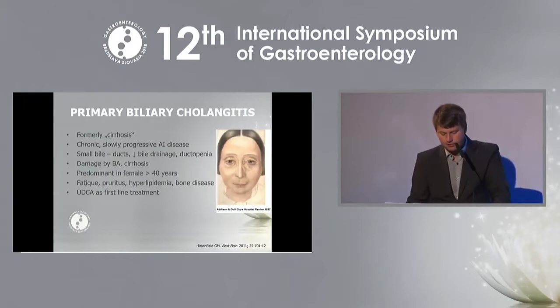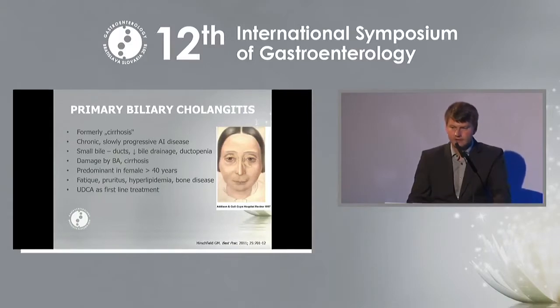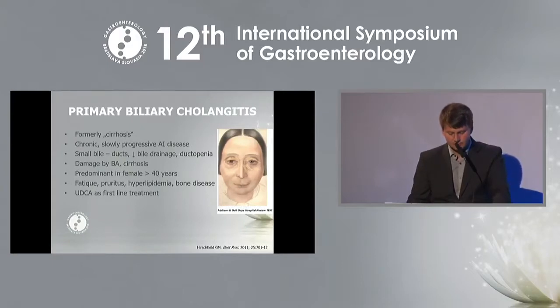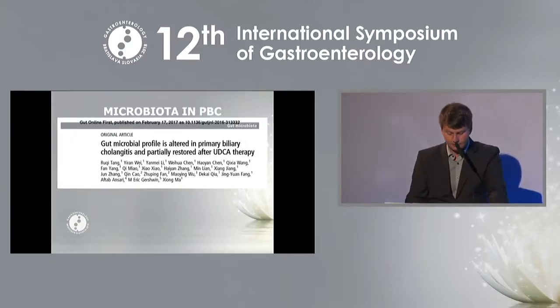So briefly about primary biliary cholangitis. Recently it was renamed because it somehow stigmatized the patients, as it was called primary biliary cirrhosis, but this wasn't quite proper. We can say for sure, as opposed to primary sclerosing cholangitis, that this is an autoimmune liver disease involving small bile ducts and leading to ductopenia and subsequent damage by the bile acids. That's the reason why UDCA is a first-line treatment in this disease. You can see even an old picture with a typical face in a woman patient.